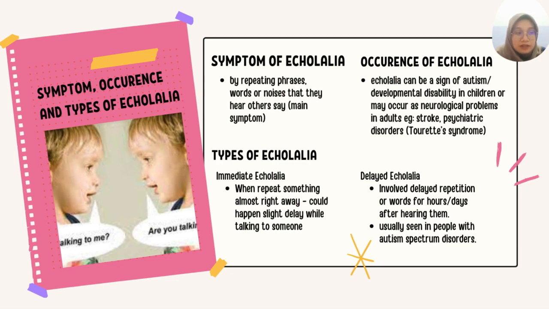So immediate echolalia happens when toddlers repeat something almost right away, and it could happen with a slight delay while talking to someone. Okay. The second type of echolalia is delayed echolalia. It involves delayed repetition of words, for hours or days after hearing them. And it is usually seen in people with autism spectrum disorders.